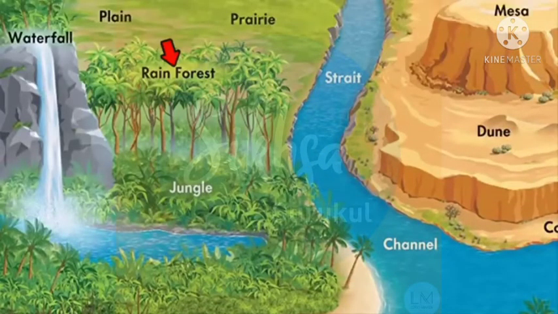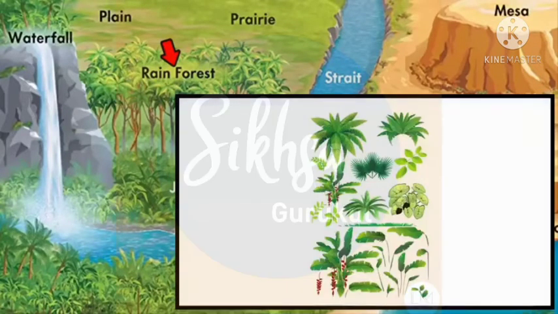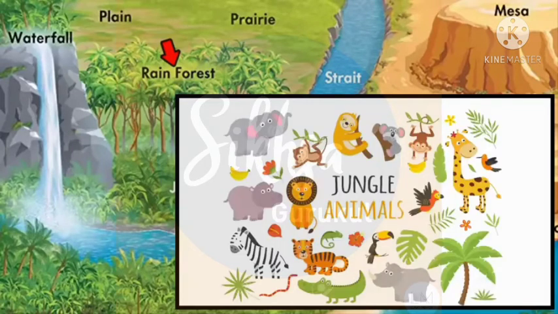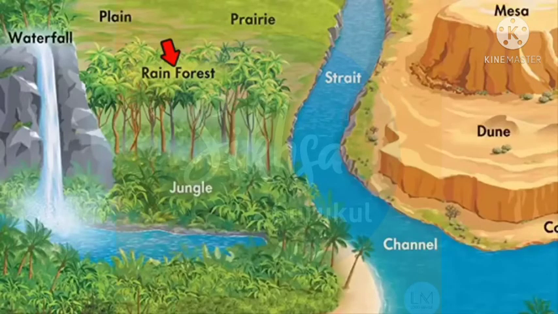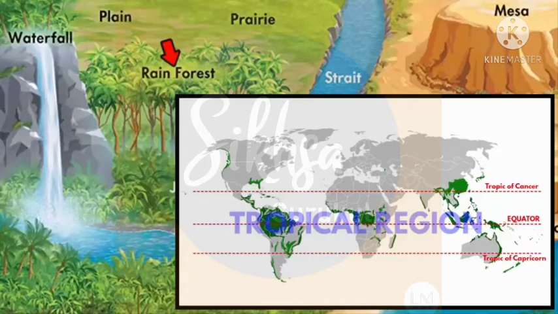The next one is rainforest. It can also be called a jungle. The most common meaning of a jungle is a land filled with natural vegetation and has a vast lush green cover of trees, plants, grass, herbs, shrubs, etc. Apart from natural vegetation, you will also find a variety of animal species. Most of the jungles in the world can be found in the equatorial region. In other words, the tropical region. When we say tropics, it lies between the latitude lines of the Tropic of Cancer and the Tropic of Capricorn.